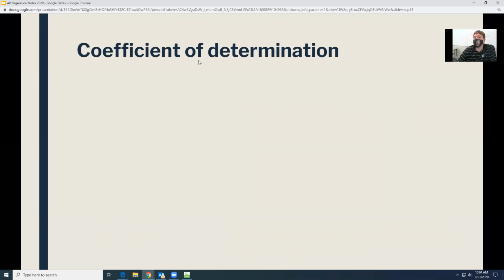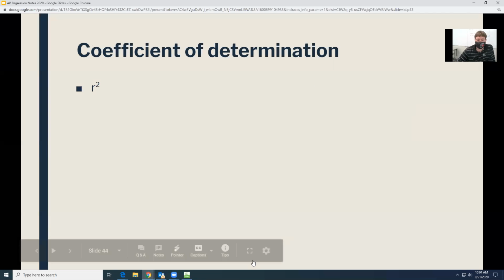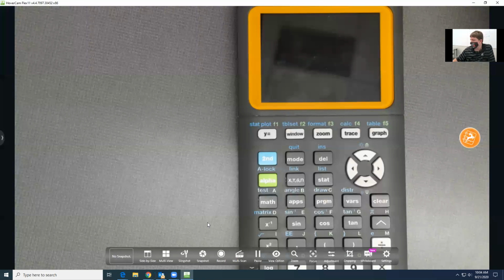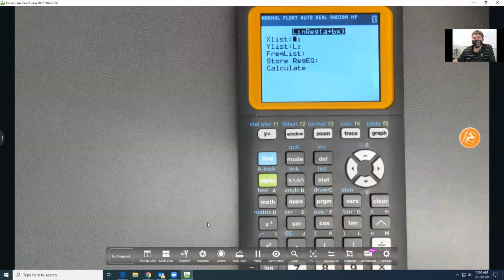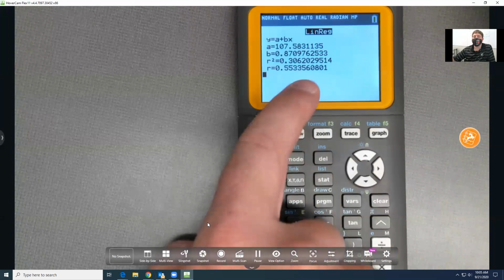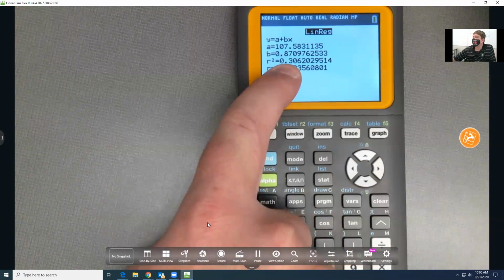So now we're going to talk about the coefficient of determination. This is our R squared. When you were doing that stat calc and all that stuff, and you're doing number 8, you were always wondering what that number right there is, that R squared. We're going to talk about that one.